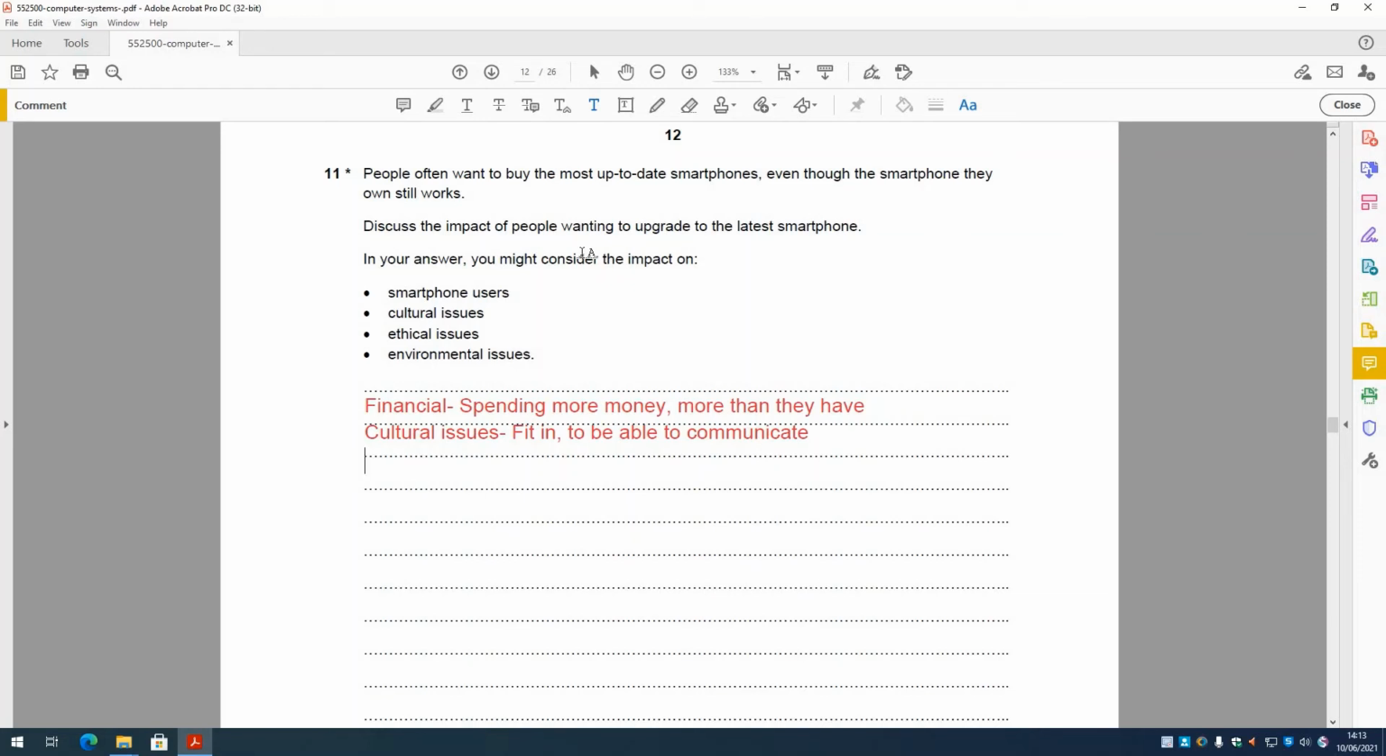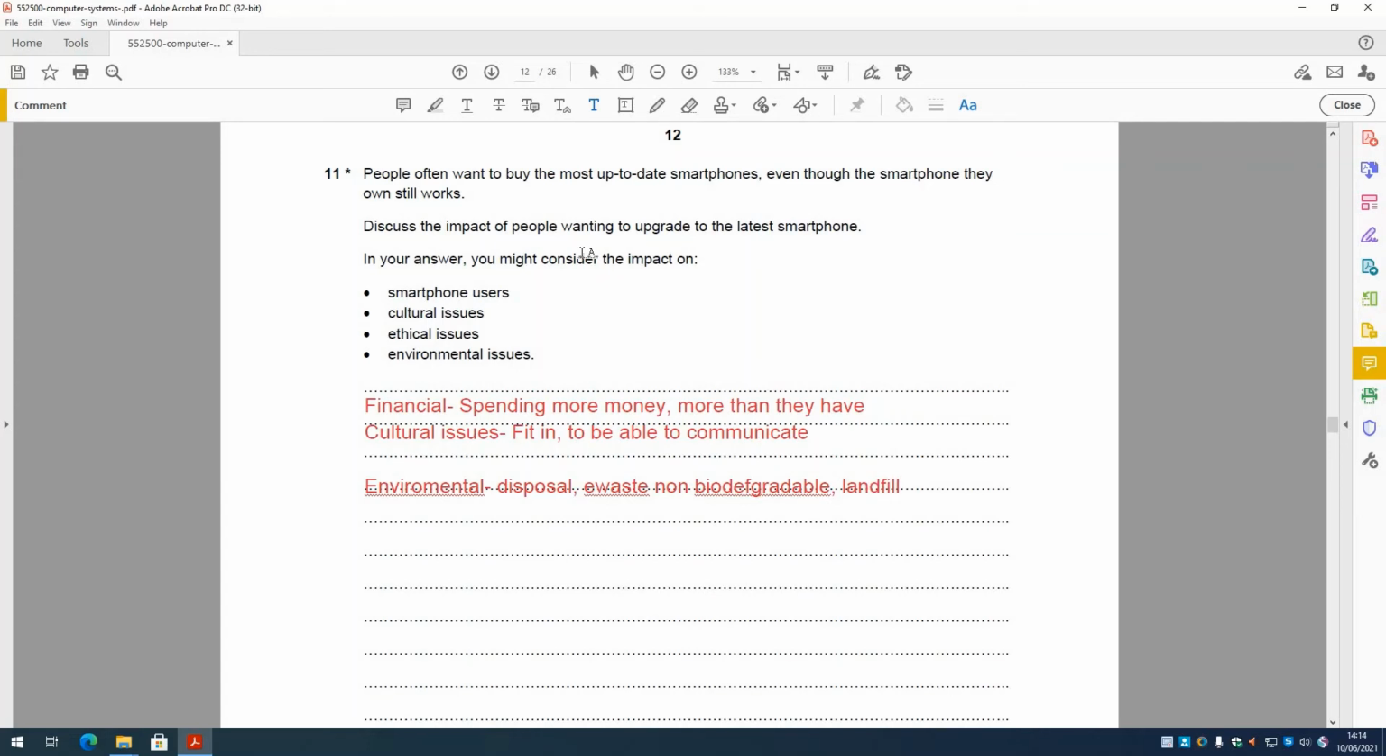Environmental issues, so we could talk about the disposal. E-waste, and the fact that they're non-biodegradable. And landfill. What else have we got to cover?